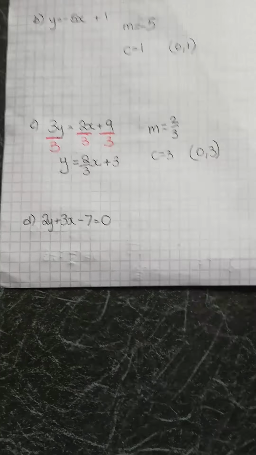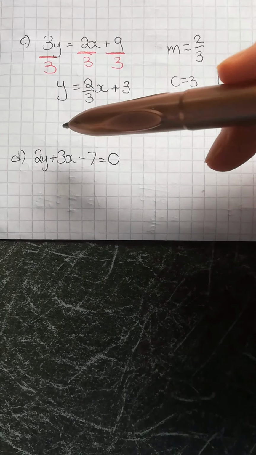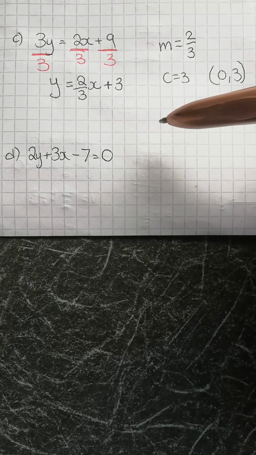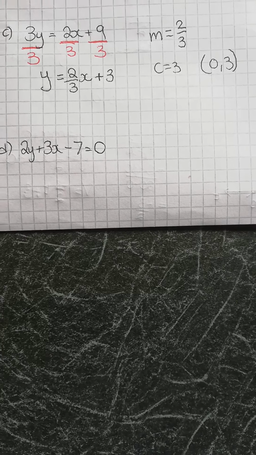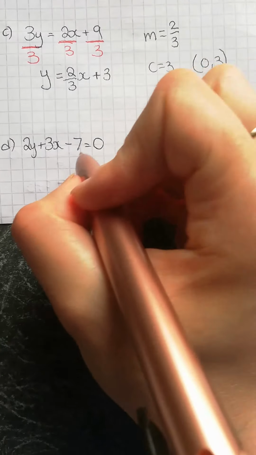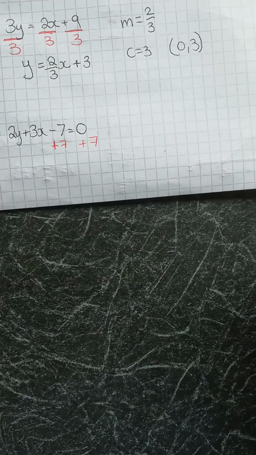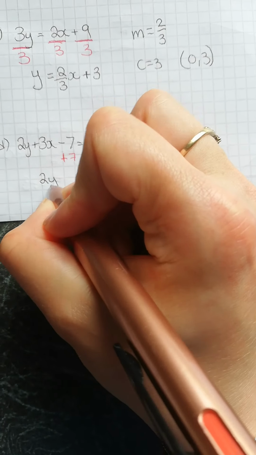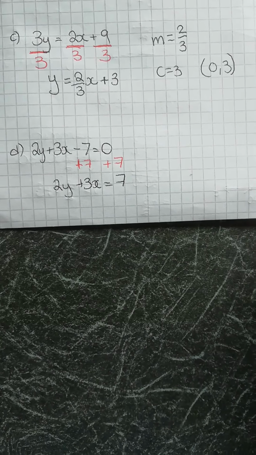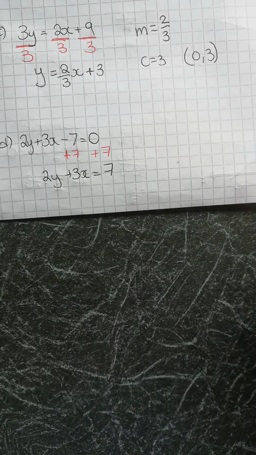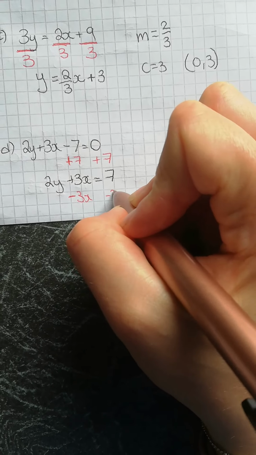With a final example like this, our equation looks even worse in that respect. This is 2y plus 3x minus 7 equals 0. Now we want y equals something. So the first thing that's stopping us having that is that -7. So we're going to do the opposite. We're going to add 7 to both sides. So that would give me 2y plus 3x equals 7. Still not helpful. Still got this 3x. So that's the next thing to deal with. We're going to take away the 3x from both sides.